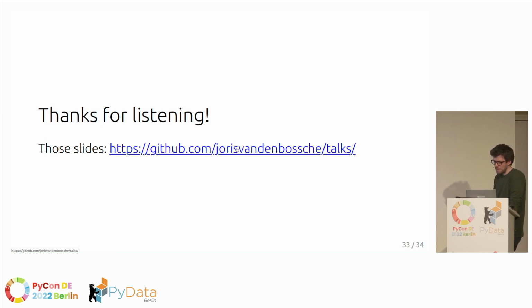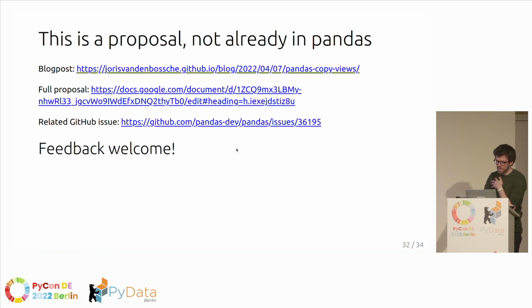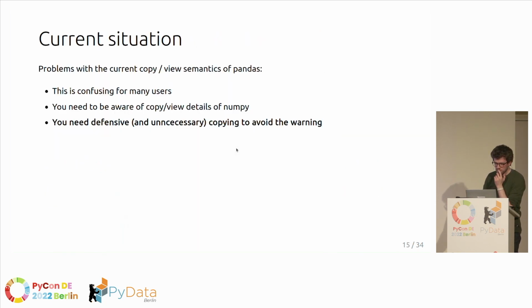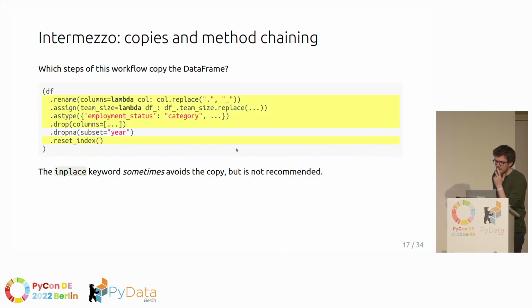A lot of people seem to wonder, why not use inplace equals True? I showed it here. So you can certainly use it, but one argument is that it breaks method chaining. Of course, if you don't use method chaining, then you don't care about this.